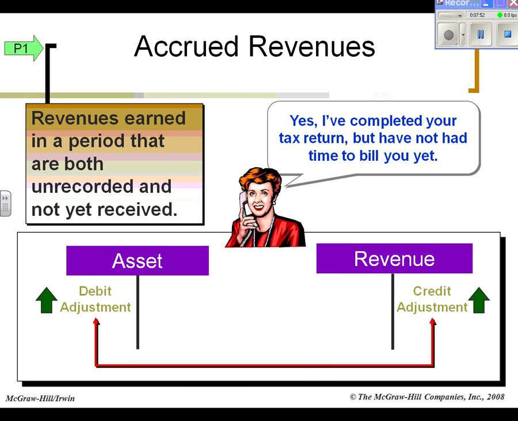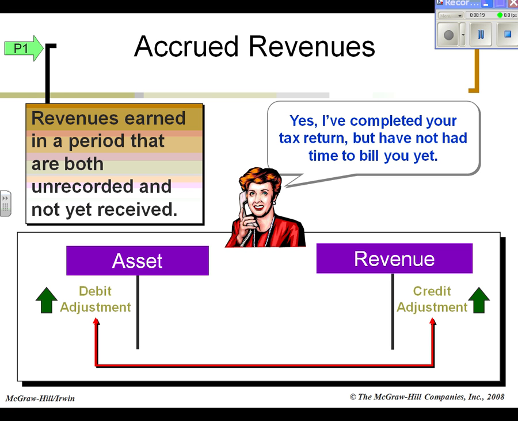All right, let's see. What else do we have? Okay, now we're going into accrued revenues, or accruals. Accrued revenues and accrued expenses. So here, revenues earned in a period that are both unrecorded and not yet received. So we've earned the revenues, we just haven't gotten our money yet. So here's an example of an accountant or a tax preparer. Yes, I've completed your tax return, but have not had time to bill you yet.